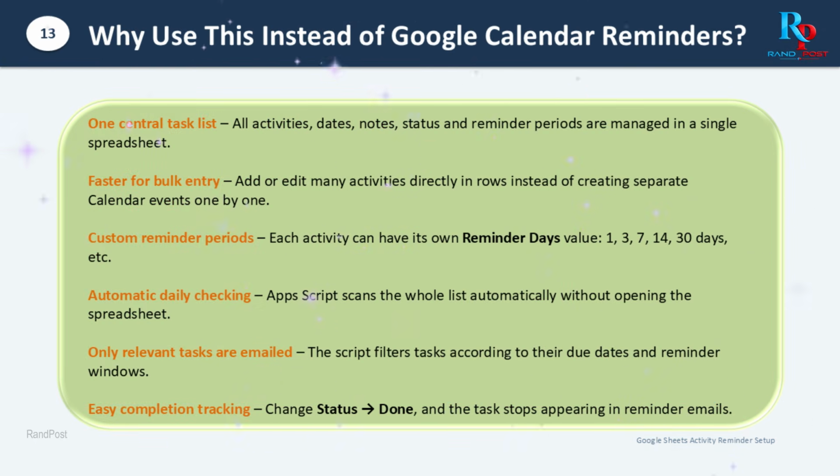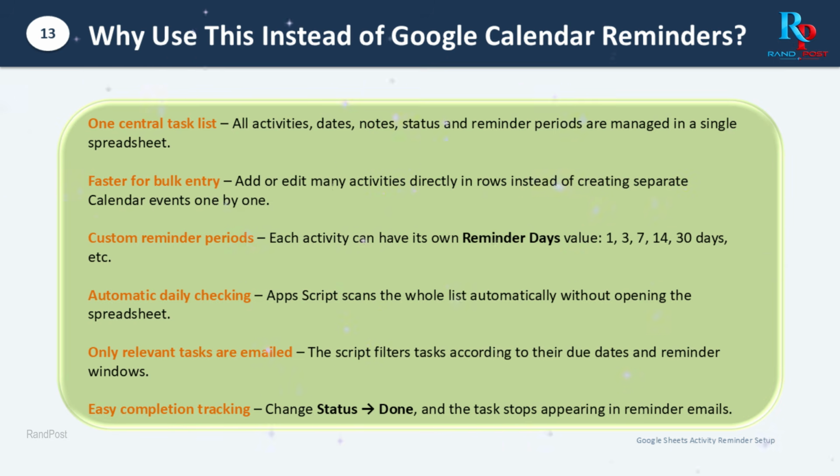Why use this instead of Google Calendar reminders? One central task list. All activities, dates, notes, status, and reminder periods are managed in a single spreadsheet. Faster for bulk entry. Add or edit many activities directly in rows instead of creating separate calendar events one by one. Custom reminder periods. Each activity can have its own reminder days value: 1, 3, 7, 14, 30 days, etc.